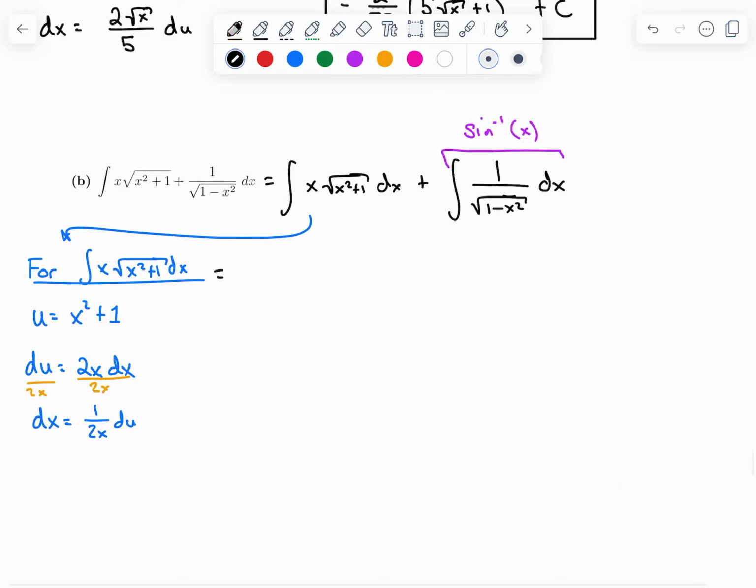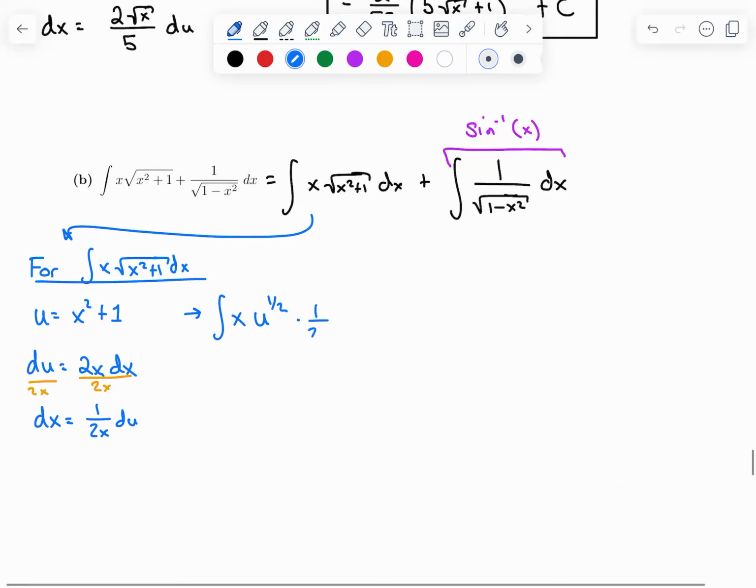So this becomes the integral of x times u to the 1/2. I'm going to convert it to exponential form right off the bat because I know that I'm going to have to integrate that thing anyways. Not wrong to write it as square root u and then convert it. It's just an extra step, so this saves us time. Times 1 over 2x du. The x's cancel.